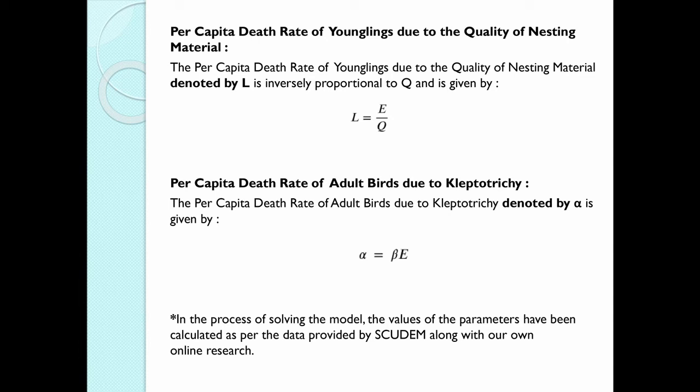The per capita death rate of adult birds due to kleptotrichia. It is denoted by alpha and is given by alpha is equal to beta times E. Note that in the process of solving the model, the values of the parameters have been calculated as per the data provided by SCUDEM along with our own online research.